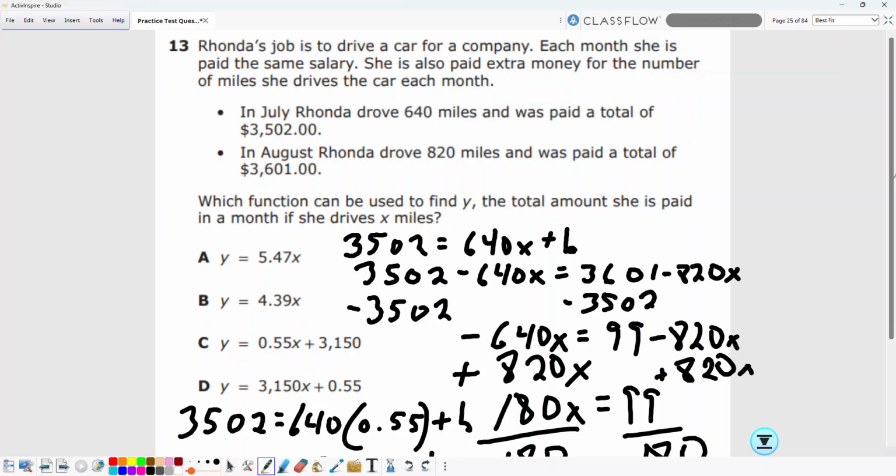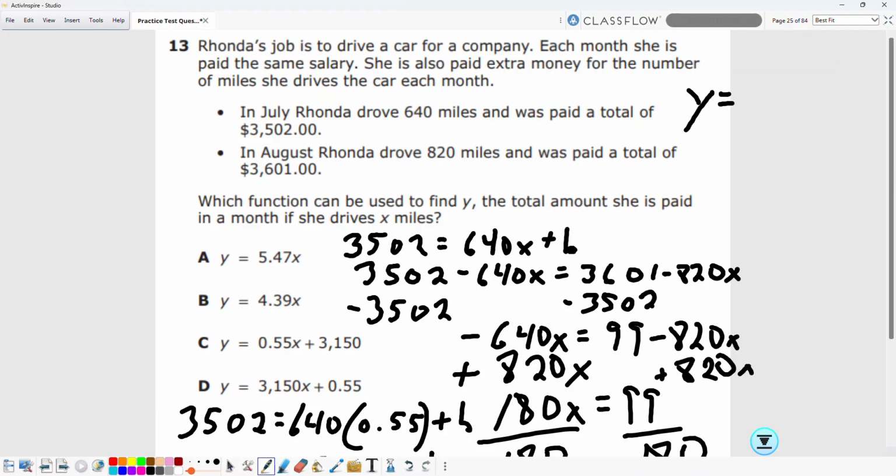So, which function can be used to find Y, the total amount she's paid in a month if she drives X miles? So, we can easily figure out how much she gets paid for driving the mileage she gets paid. But what is her salary? That is the part we're trying to figure out. So let's understand what we're dealing with.